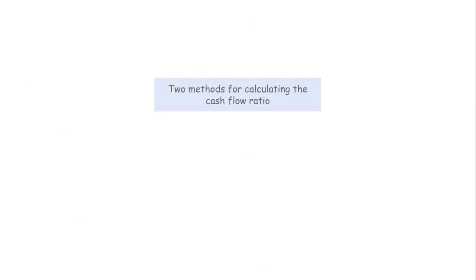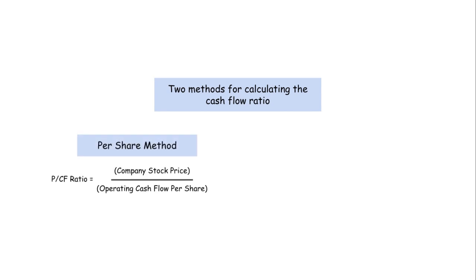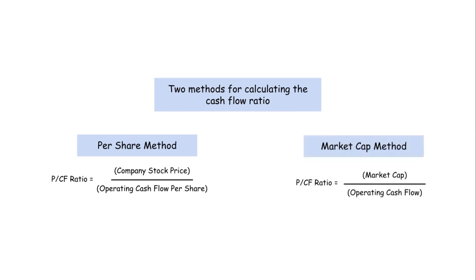There are two methods for calculating the price-to-cash flow ratio. The first is the per-share method, where you divide the share price of the company by the company's operating cash flow per share. The second is the market cap method, where you divide the market cap of the company by the company's operating cash flow.